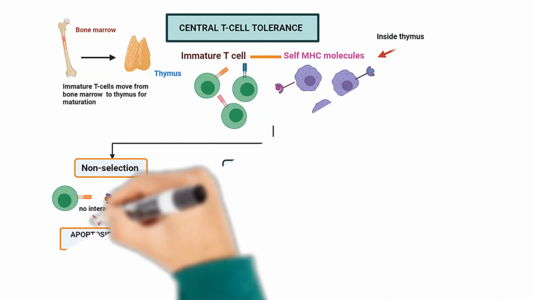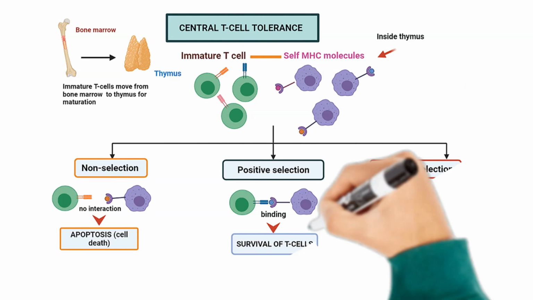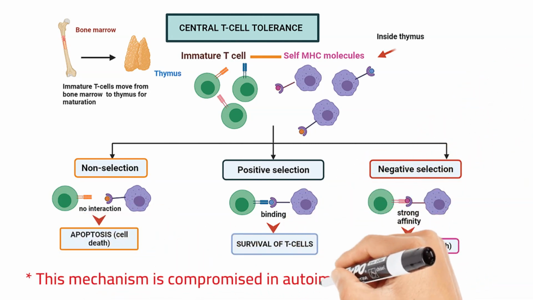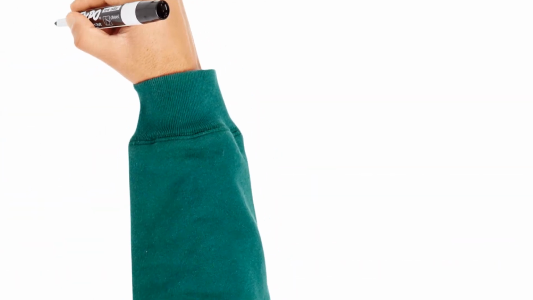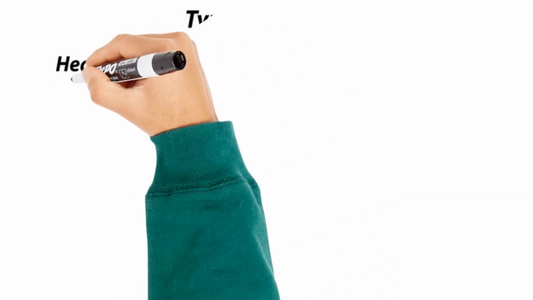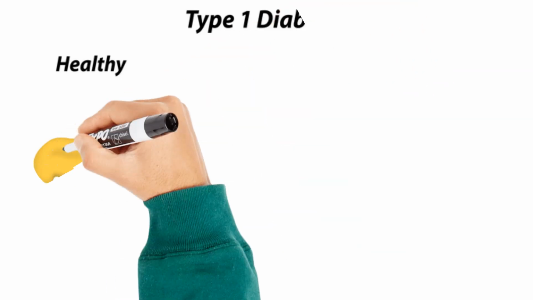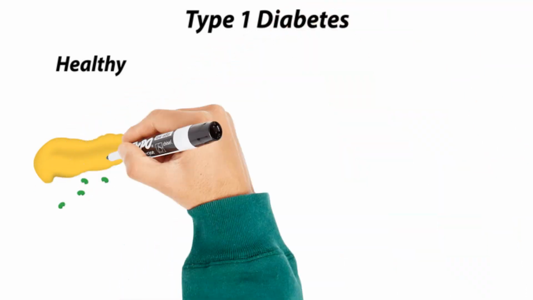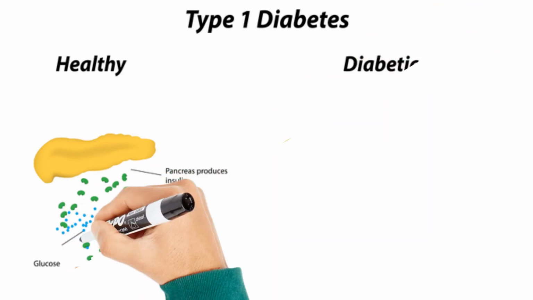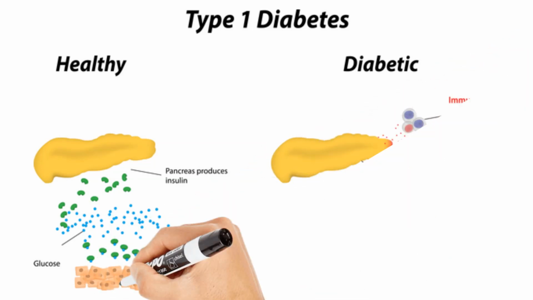However, this mechanism is compromised in autoimmune conditions, such as in type 1 diabetes, where the immune system produces antibodies against self-antigens present in the pancreatic beta cells. Over time, these autoantibodies interact with their complementary antigens and activate the immune system to destroy the insulin-producing pancreatic beta cells. As a result, patients with these autoantibodies lose their ability to produce sufficient insulin and thus develop type 1 diabetes, which is characterized by hyperglycemia or high blood glucose.